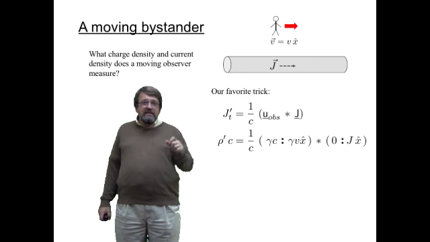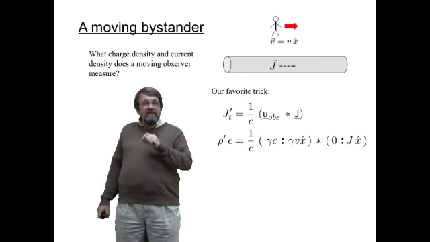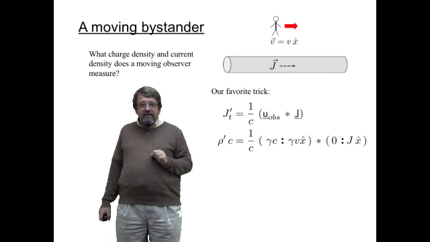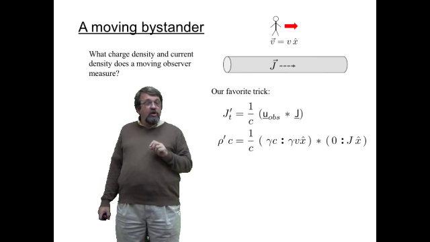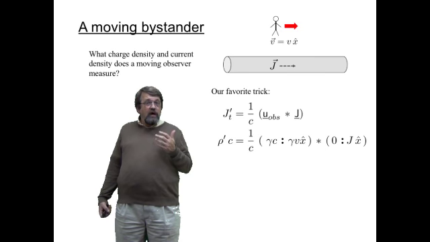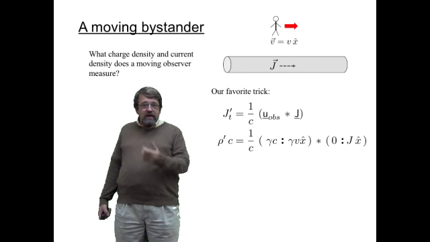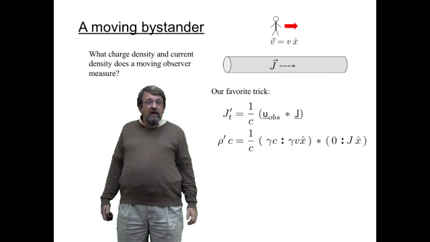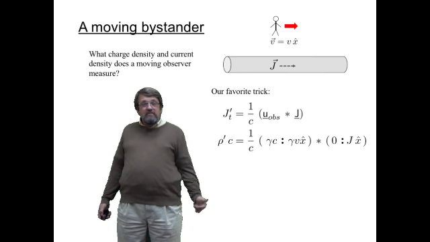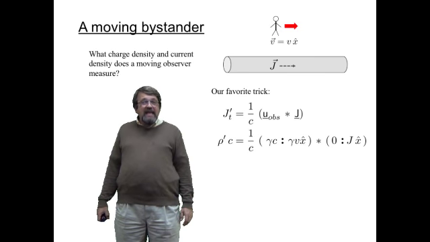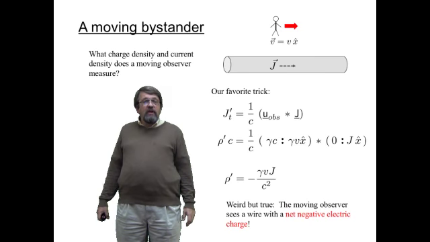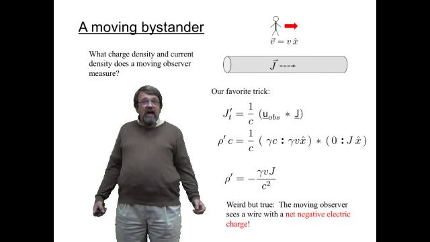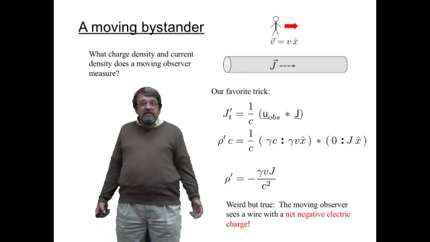And the observer's 4-velocity is gamma c, that's the time part, and gamma v x-hat. He's moving in the x direction at a speed v. And the total current 4-vector has a 0 in the time part and j x-hat in the space part. When I take that star product, I take the product of the time components and the dot product of the space components is subtracted from that, and what I get is that the current 4-vector in the observer's frame has a time component. In fact, it has a negative time component.